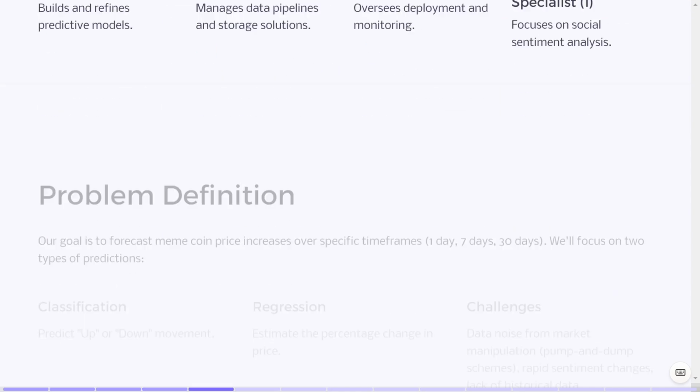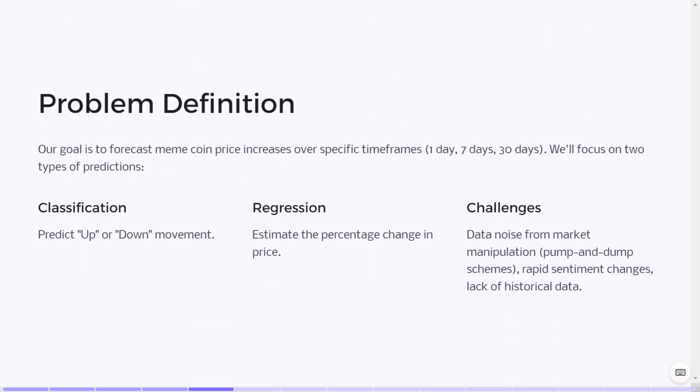The goal of our project was to develop a model capable of predicting meme coin price movements. We focused on two main types of predictions: classification, to determine whether the price would go up or down, and regression, to estimate the percentage change in price. This dual approach allowed us to address both short-term trading decisions and longer-term investment strategies.